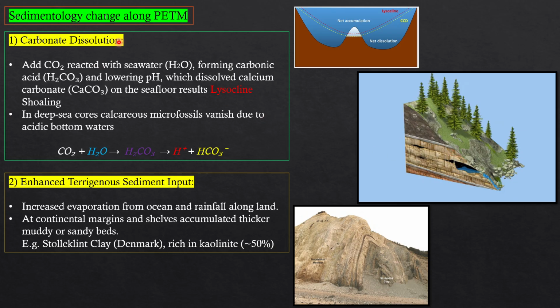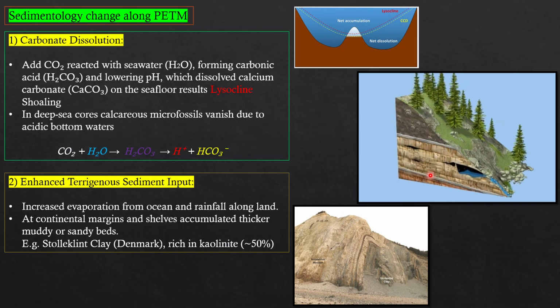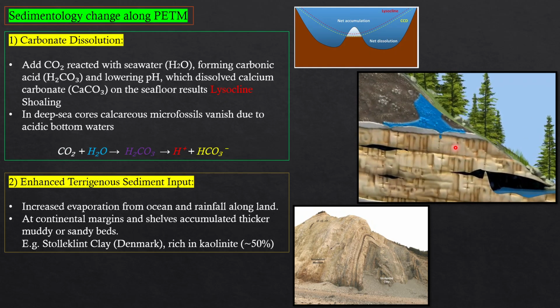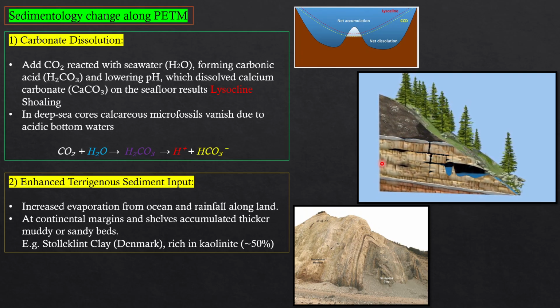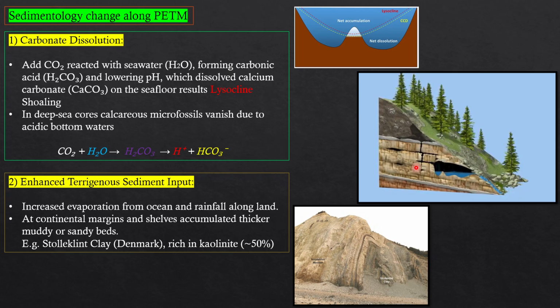The sedimentological changes along the PETM: first, carbonate dissolution occurs. The lysocline, which is where carbonate dissolves, shallowed at the PETM, and the deep sea bottom water was acidic and dissolved the carbonate. In this image you can see carbon dioxide plus water forming H plus, which reduces the pH and dissolves different carbonate rocks.